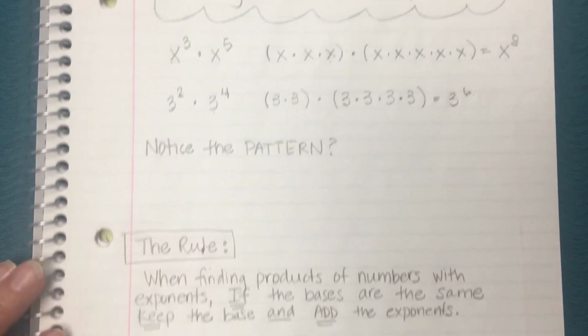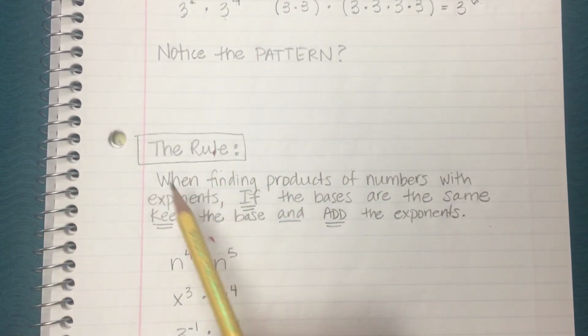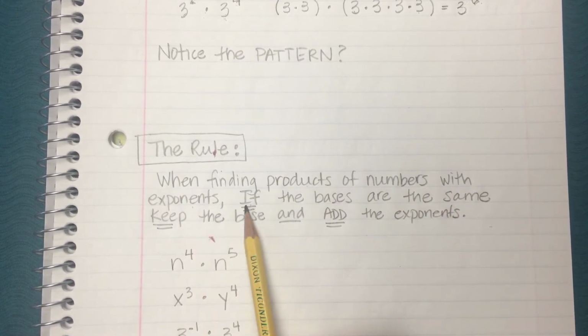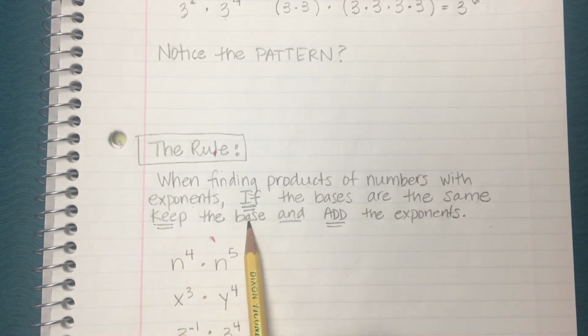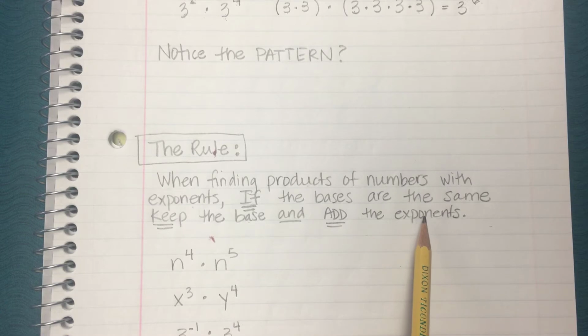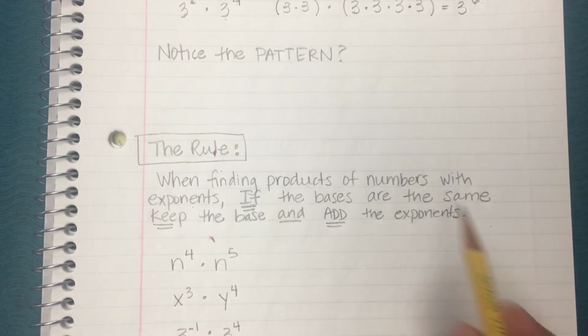So here is the rule. When finding products of numbers with exponents, if, underline if, the bases are the same, you keep the base and add the exponents. So let's go ahead and try one.